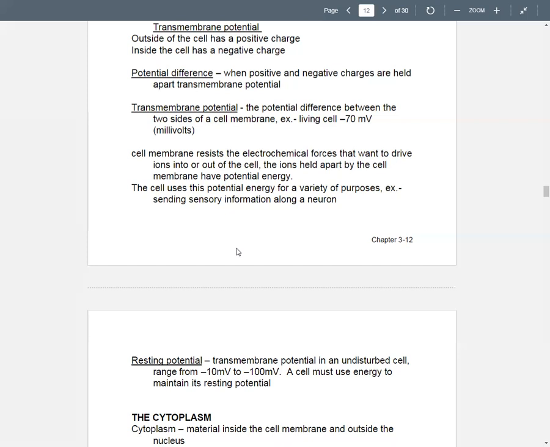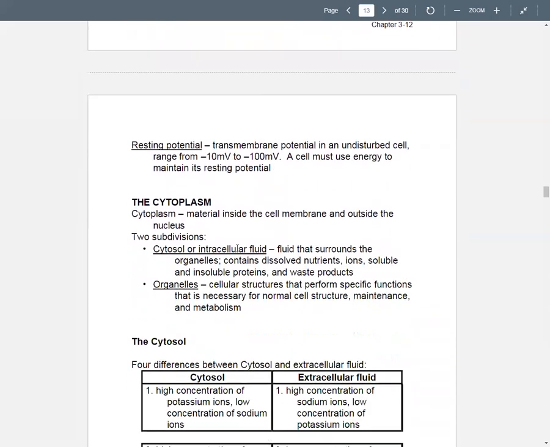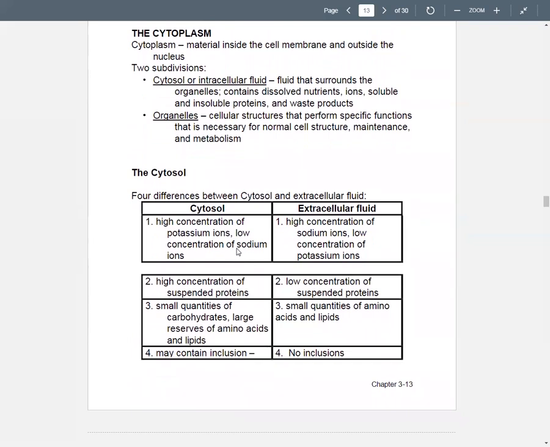So we've learned about transmembrane potential. Let's talk about resting potential. This is a transmembrane potential in an undisturbed cell. It could be anywhere between negative 10 millivolts and negative 100 millivolts. And it actually takes energy to maintain this resting potential. There are forces that would want to push the potential outside of that range, and it takes energy to keep it in that range. I think we've talked enough about potential differences and all that good stuff.